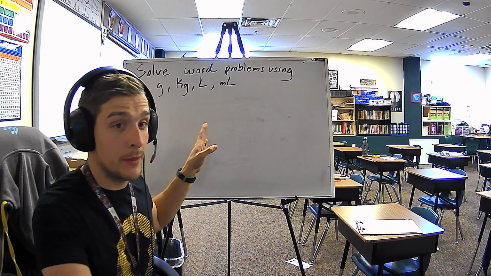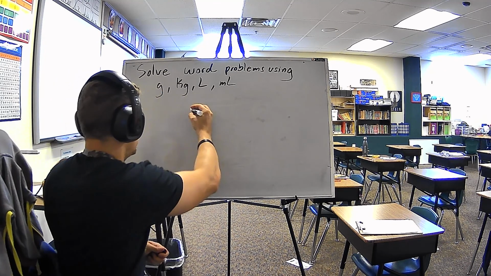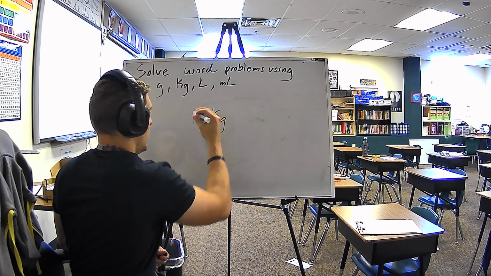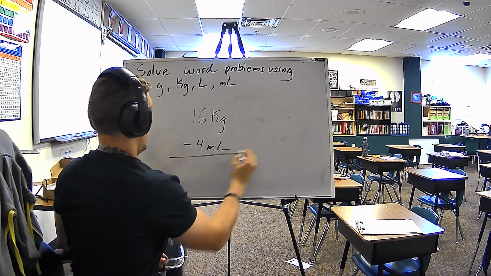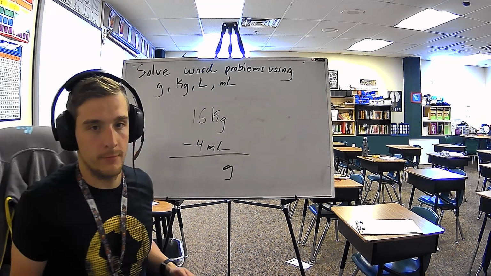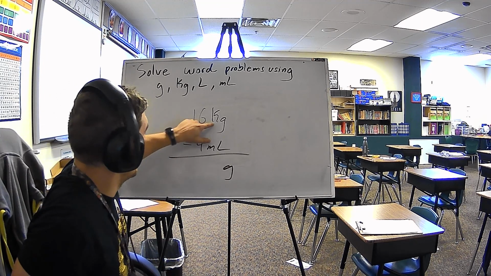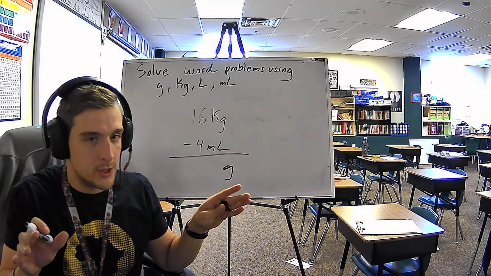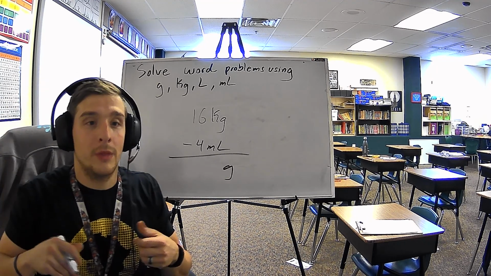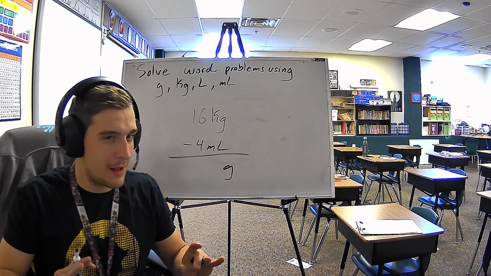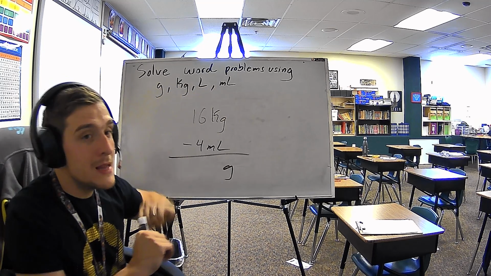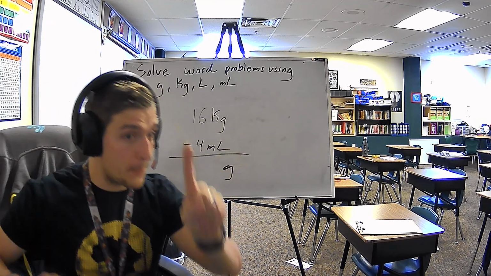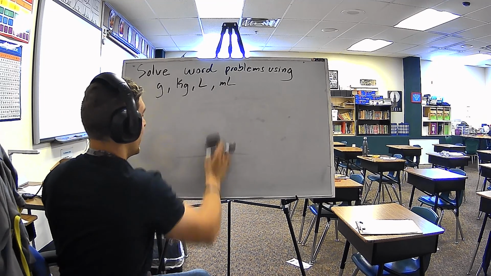Now, I am going to preface this. You will not have a problem that is asking you, I have 16 kilograms. I take away 4 milliliters. How many grams do you have? Not going to happen that way. Kilograms and liters are two completely different forms of measurement. One is the amount of something, while the other one is how heavy that thing is. So just kind of keep that in mind. You won't have kilograms and liters, you won't have grams and milliliters or anything.